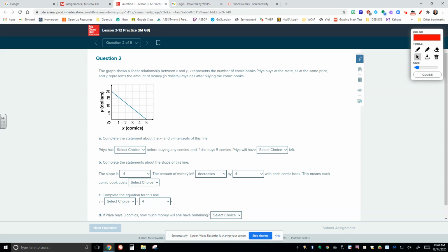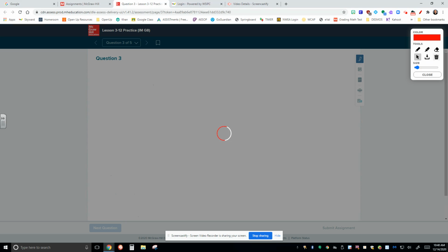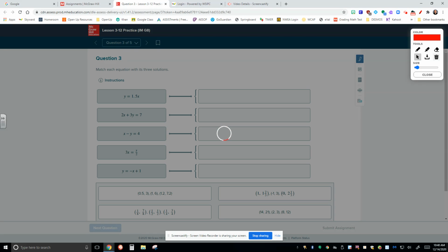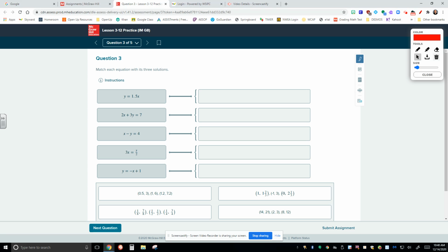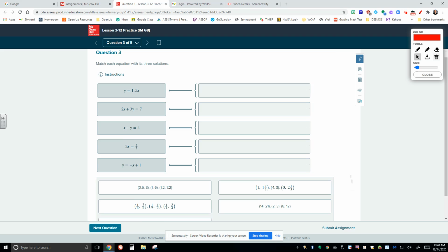Okay. Next, question 3 gives us another problem that talks about our inputs and our outputs, but it's a little different because we have these 3 situations that we have to work with.